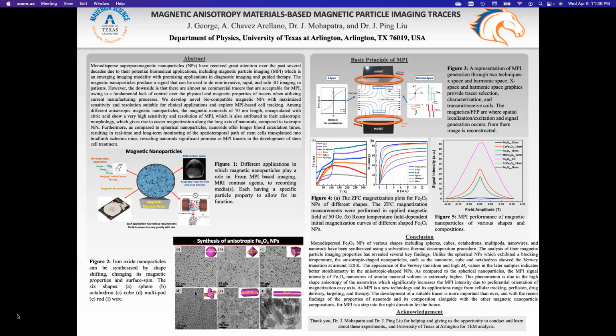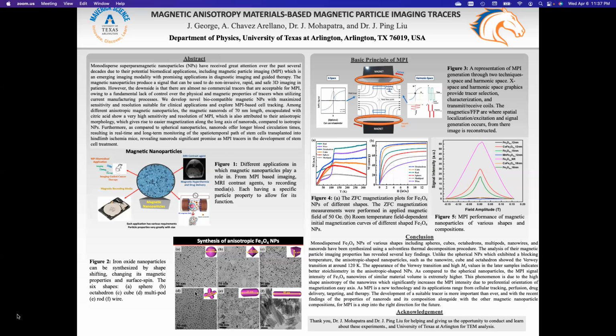In Figure 4, you can see that zero field-cooled magnetization plots are plotted on a graph, and these show that the anisotropic shaped nanoparticles, which are the nanowires, cubes, and octahedrons, show a better stoichiometry. In Figure 4b, the nanowires showed much higher signal intensity when compared to the spherical nanoparticles. But in Figure 5, which shows the MPI implications, iron oxide nanorods showed the highest signal intensity when compared to all other anisotropic shaped nanoparticles. Alongside this data, we found that magnetic nanorods at 70 nanometers showed high resolution and selectivity for MPI when compared to isotropic nanoparticles.